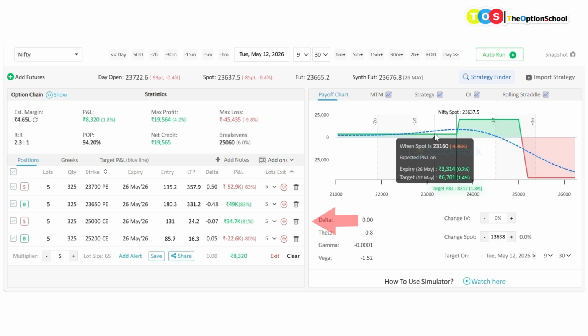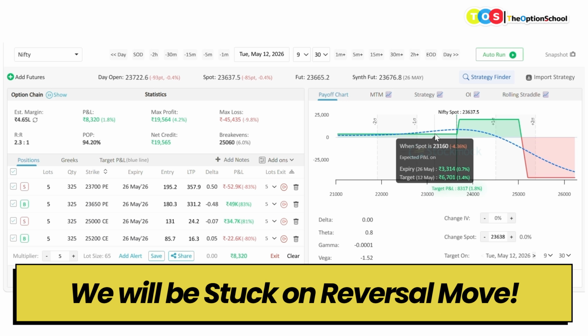I can definitely bring down my calls. I can definitely bring down both my sold call and purchase call down. But then I would be definitely worried about what happens if there is a sudden reversal.